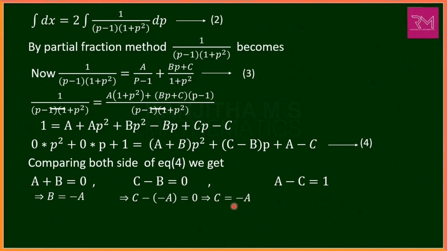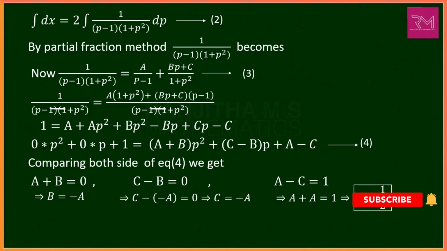Next step, substitute the c value as minus a in this equation. We get minus, and here also minus, so minus times minus gives plus a, which is equal to 1. So we get a plus a is 2a, which is equal to 1, which implies a is equal to 1 divided by 2. We get the value of a as 1 by 2.